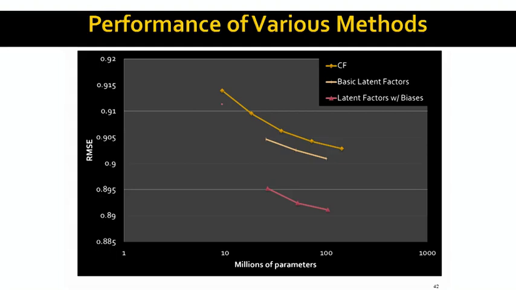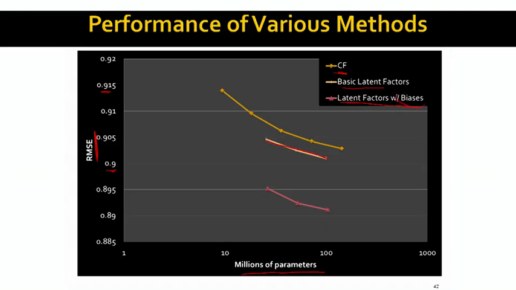So here is a slide showing how well these things work. Here I'm comparing collaborative filtering with the basic latent factors that we talked about in the previous video, and with latent factors that also include biases. What I'm showing you here is root mean square error, and here is the number of millions of parameters my model has. You see that as I increase the size of the neighborhood in collaborative filtering, I get from 0.91 all the way down to almost 0.9, while latent factors actually work better than the recommender systems.